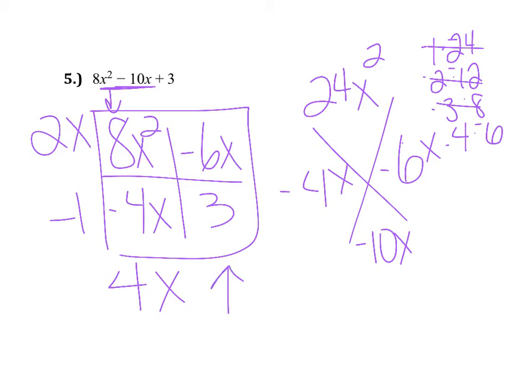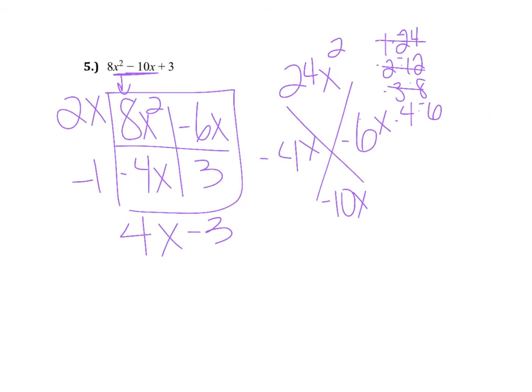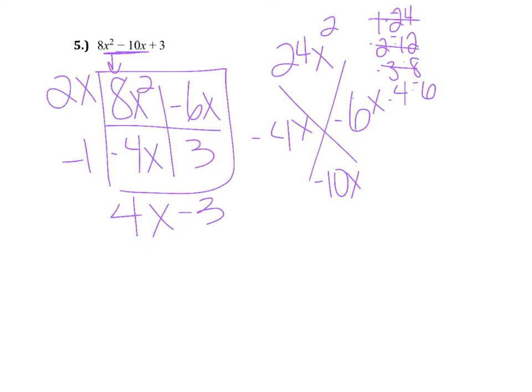All right, and then the last part, we need a number times negative 1 to give us positive 3. So what you could do is take 3 and divide it by negative 1, or you could work backwards and think, okay, what number times negative 1 is positive 3? That's going to end up being a negative 3. So negative 1 times negative 3 will give us a positive 3.